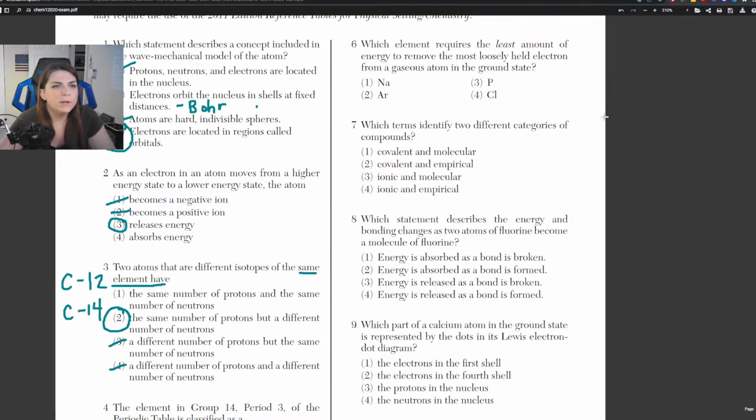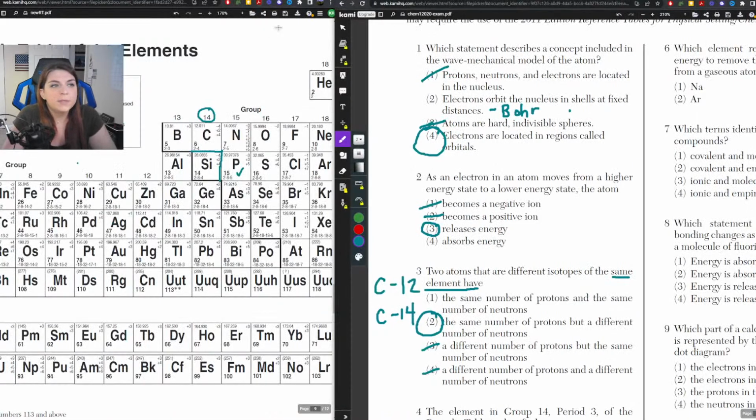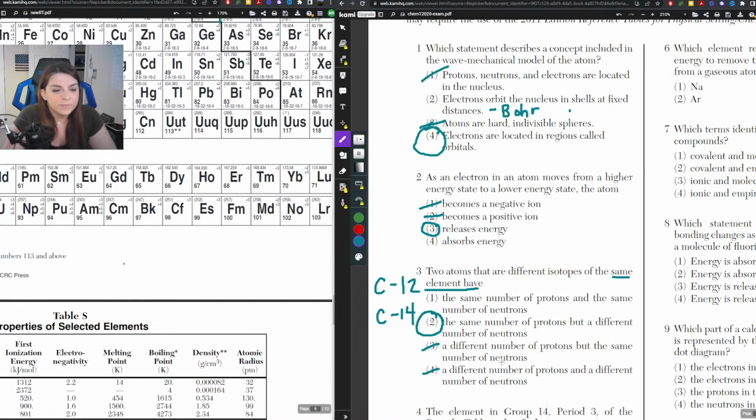Number 6, which element requires the least amount of energy to remove the most loosely held electron from a gaseous atom in the ground state? That right there is the definition of ionization energy. So they're asking which of these listed elements has the lowest ionization energy. And there's 2 ways to do this. One of them is easier than the other.